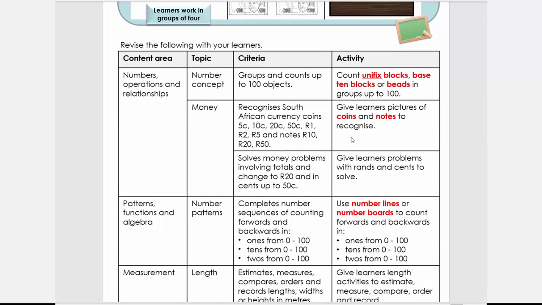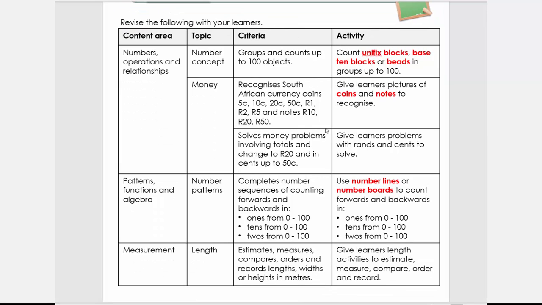I'm going to go then here. You can then pause and you can read through this. Again, this all links to the CAPS document. These are some ideas, but on the next page, I'm going to go a bit more in detail.